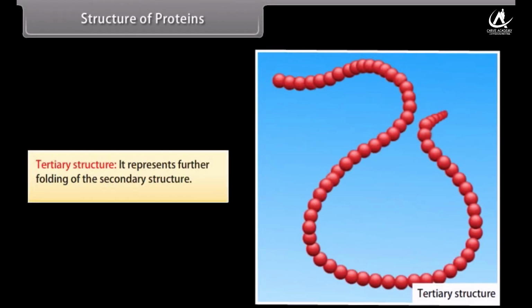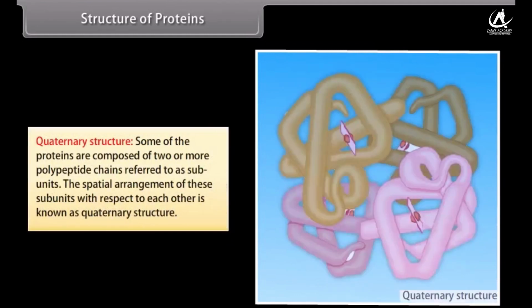Tertiary structure. It represents further folding of the secondary structure. Quaternary structure. Some of the proteins are composed of 2 or more polypeptide chains, referred to as subunits. The spatial arrangement of these subunits with respect to each other is known as quaternary structure.